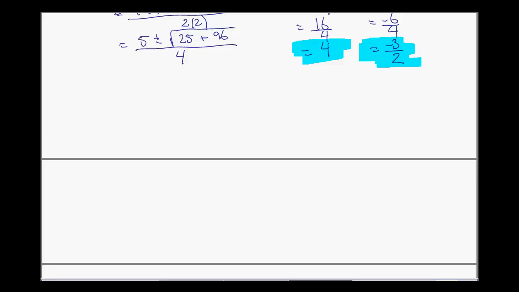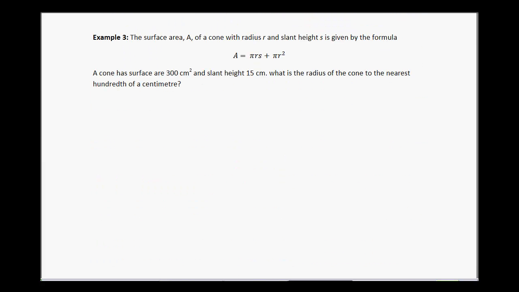Let's try out a word problem here. Example 3. The surface area A of a cone with radius r and slant height s is given by the formula A equals pi rs plus pi r squared. A cone has surface area 300 centimeters squared and slant height 15 centimeters. What is the radius of the cone to the nearest hundredth of a centimeter?